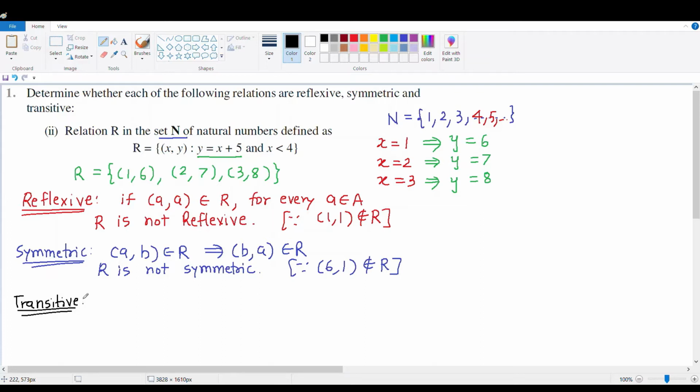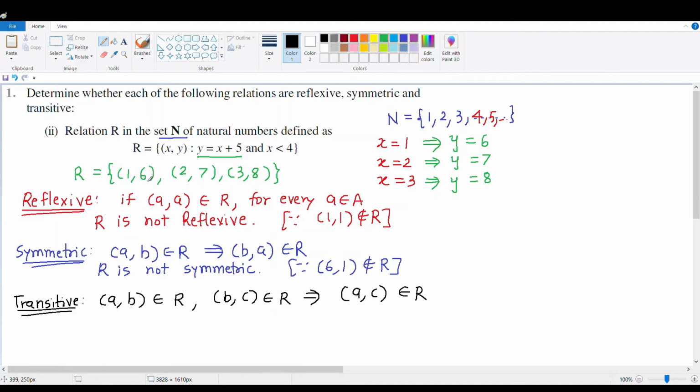Now the transitive definition says what? That if you have AB which belongs to R and if you have BC which also belongs to R, then there must be AC in that set R to be a transitive relation. Now let's look here, 1 comma 6. Do we have 1 comma 6 here? Yeah, because we are taking that.